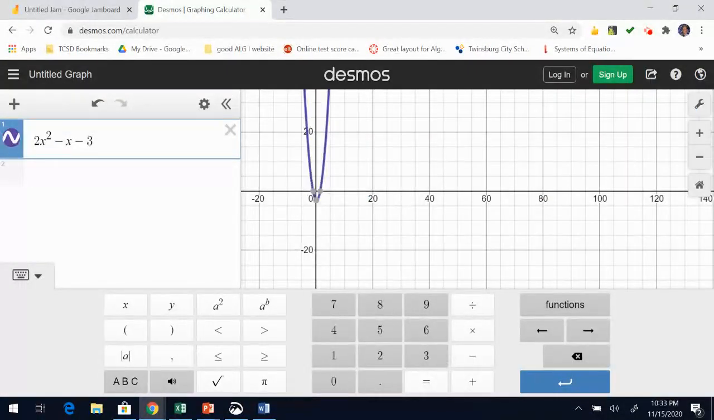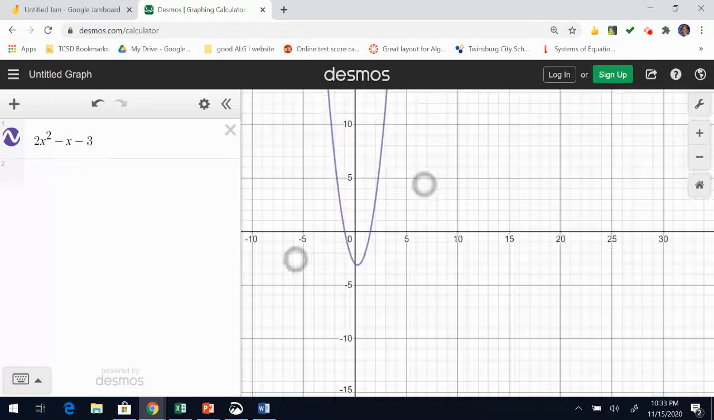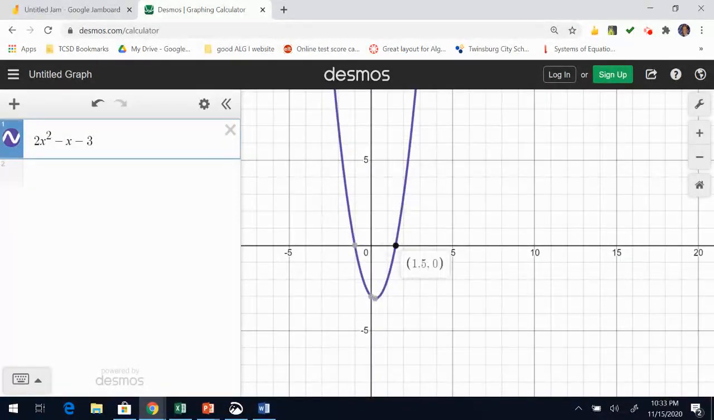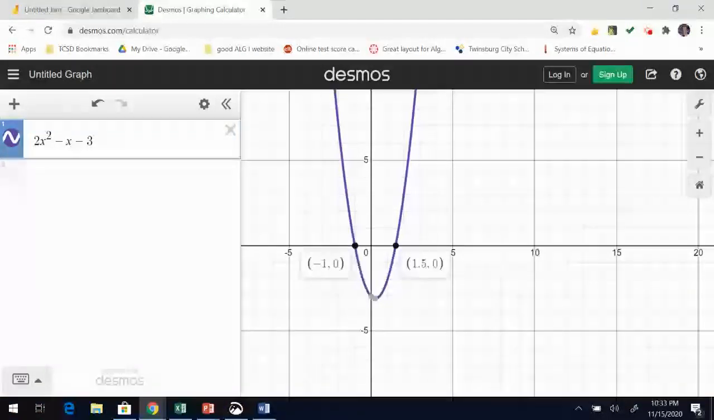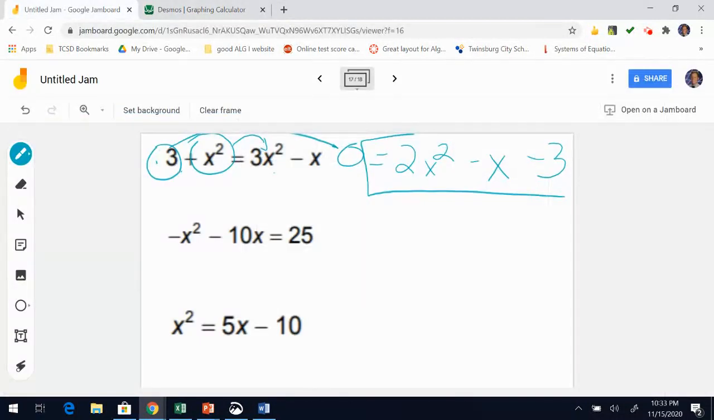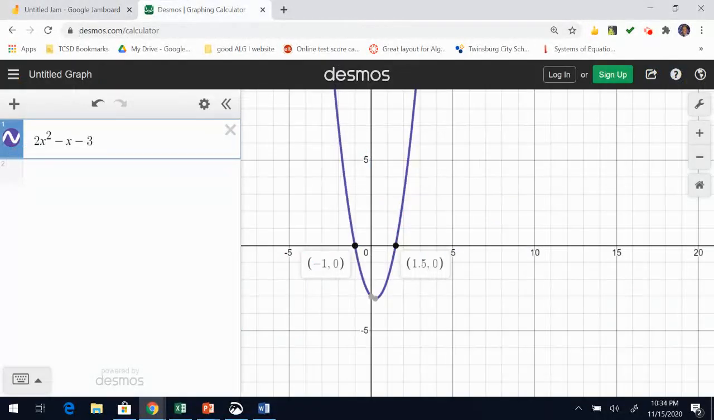So how many solutions are there? Zoom in on this bad boy. And you got 1, 0, and 1, 0. 1 plus 1 is 2 zeros. We get 2 zeros here. Negative 1 and 1.5. Here, I'm going to do less work and move 25 to the other side. What's the opposite of positive 25? Negative 25. So it's going to be x squared minus 10x minus 25. And that equals 0. So let's plug that into Desmos.